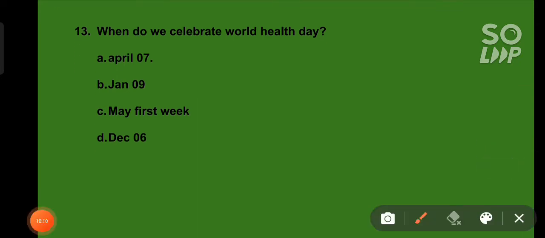The next question is, when do we celebrate World Health Day? The options are option A, April 7th, option B, January 9th, option C, May 1st week, option D, December 6th. The right option is option A, April 7th. On the day of April 7th, we celebrate World Health Day.